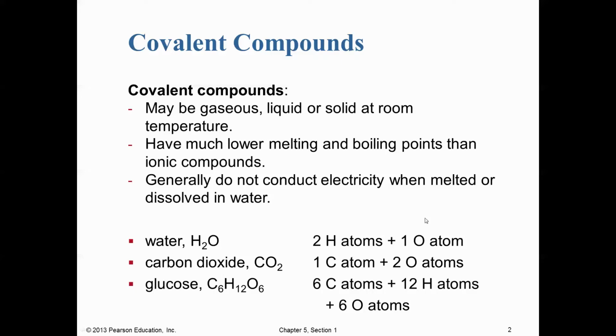Let's talk a little bit about the differences between ionic and covalent compounds. Covalent compounds can be solids, liquids, or gases at room temperature. They tend to have significantly lower melting and boiling points than ionic compounds, and they generally do not conduct electricity when you melt them or dissolve them in water. They're made of distinct molecules. Water is made of H2O, carbon dioxide is made of CO2 molecules, and glucose is made from C6H12O6, meaning that each glucose molecule has 6 atoms of carbon, 12 atoms of hydrogen, and 6 atoms of oxygen.